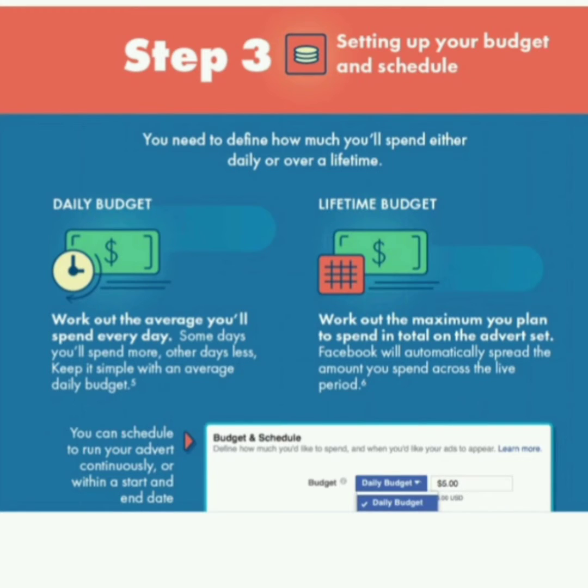So step number 3, set your budget. And this is quite easy. You go to Facebook, you are able to set a specific budget. You can set a daily budget and say, I want to spend $1 a day. I want to spend $5 a day, depending on your objective, depending on how many people you want to reach.